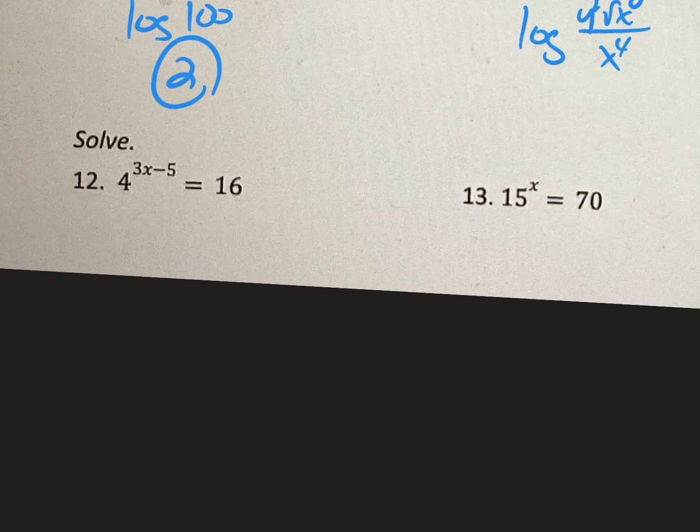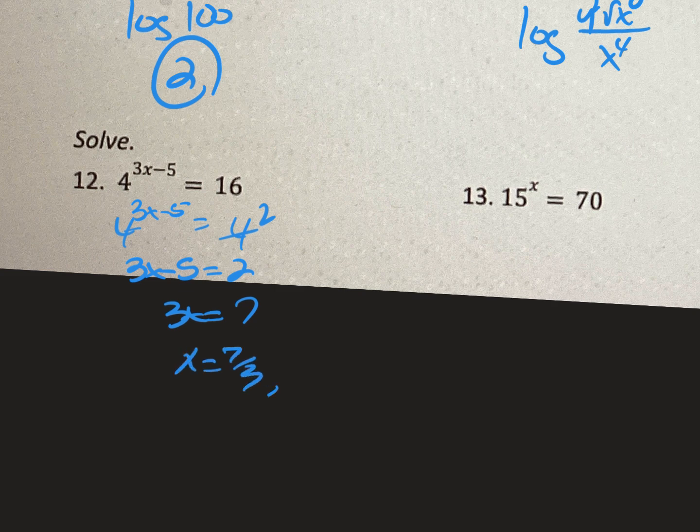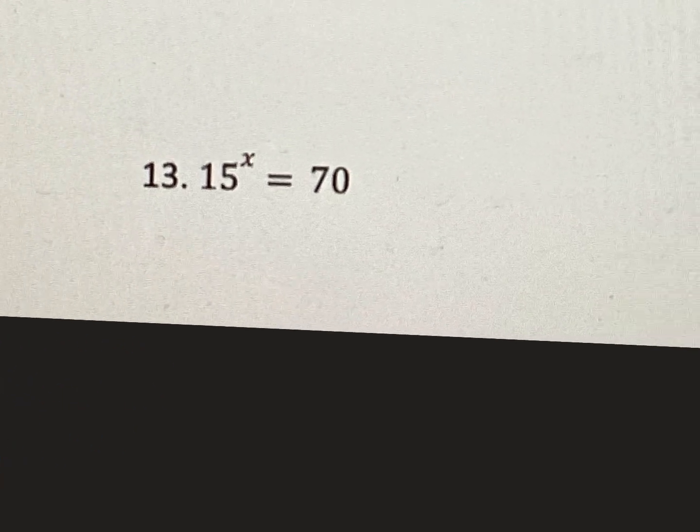Number 12, I'm going to find the same base here because this side is already a 4. 16 is really 4 squared. Now that the bases are the same, I don't have to worry about those. Just set your exponents equal to each other. Move the 5, make that 7, and divide by 3. 7/3. There you have it. You don't have to do log if you don't want to. You can also do log there if you want to, just like I'm about to do on 13.